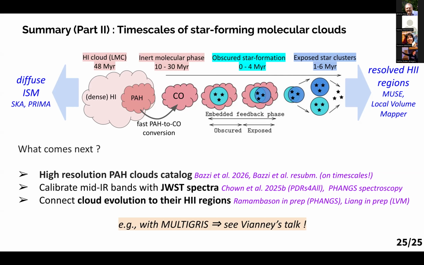We have time for one quick question. Thank you. From the galactic point of view, your inner molecular phase, you say, is 20 to 30 million years, and the obscured star formation is about 4 million years. So you would expect to find basically 10 times more clouds without star formation than with star formation. But when you look at clouds in our galaxy, every time we look at a molecular cloud, there is star formation. So how do you combine those two contradictions?